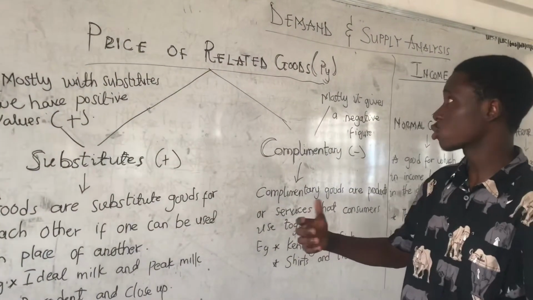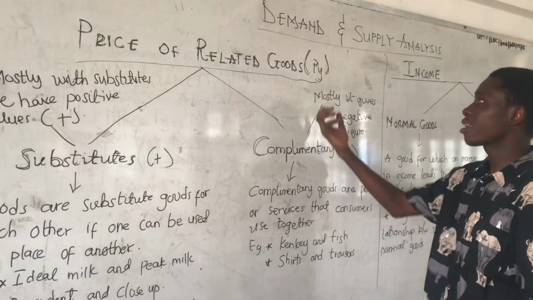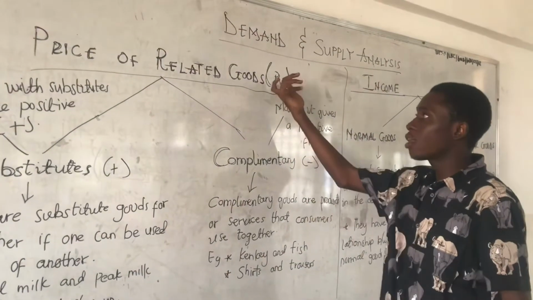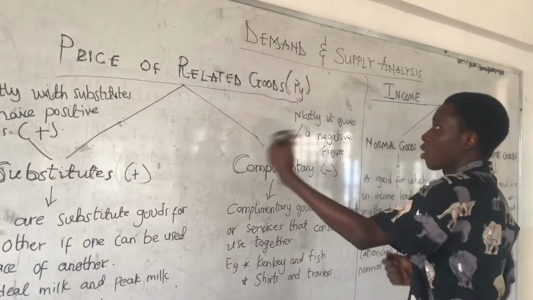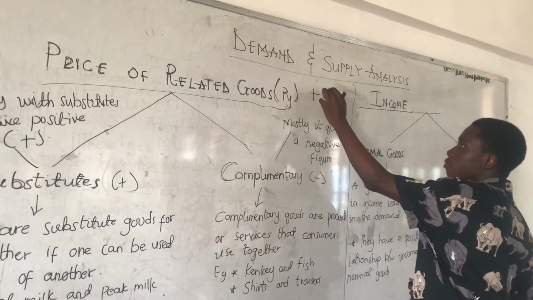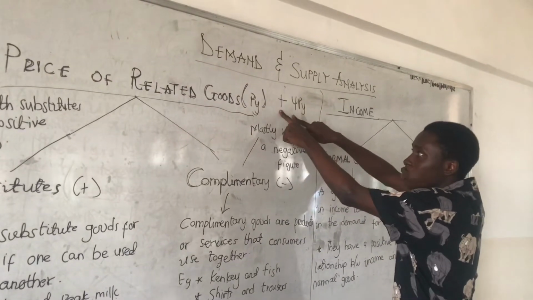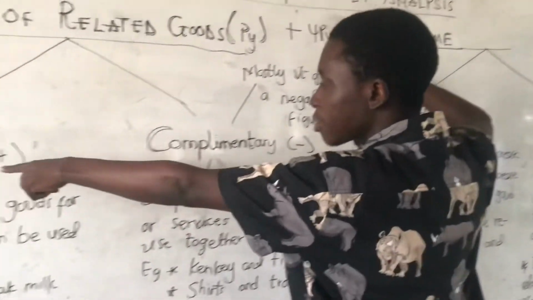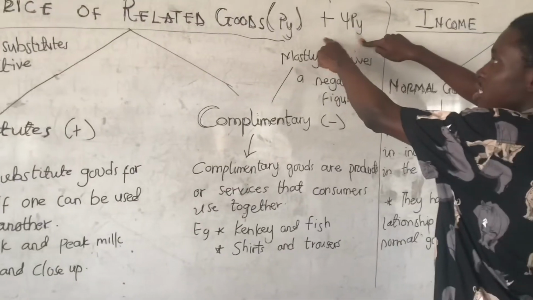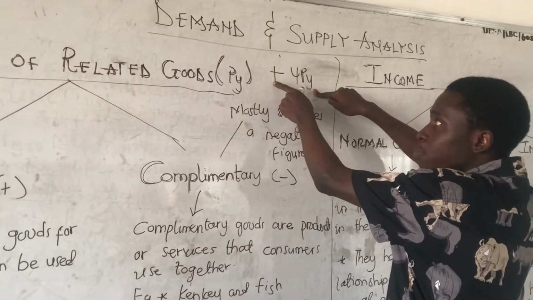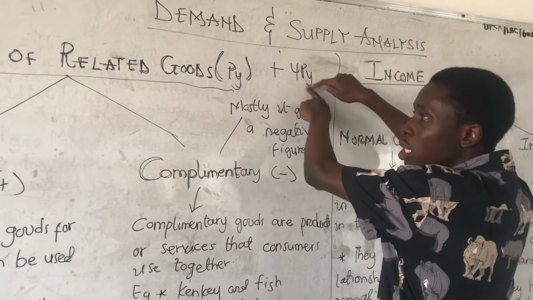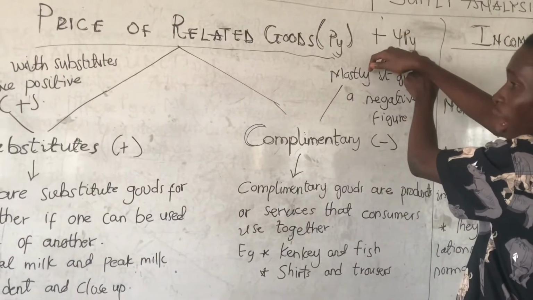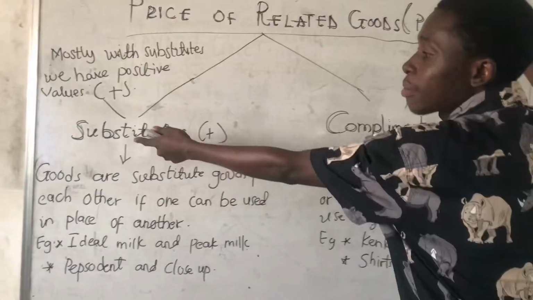So wherever you are given a question to solve and you are asked to identify whether the value of PY is a substitute or a complement, you need to first check the sign of this PY. If the PY given in the question is positive, we know that under related goods we have substitute and complementary. Since it's plus PY, positive, and PY is the price of related goods, this commodity is a substitute.